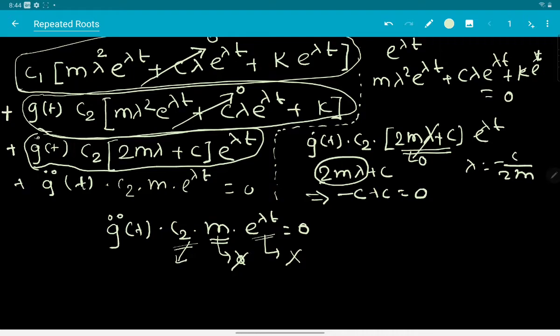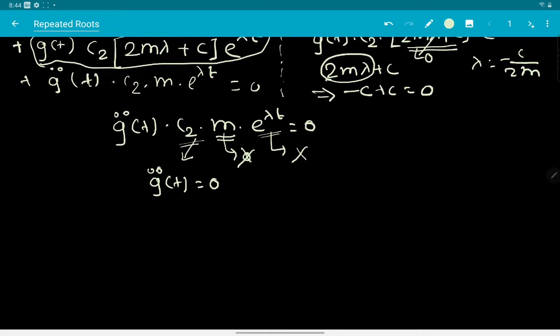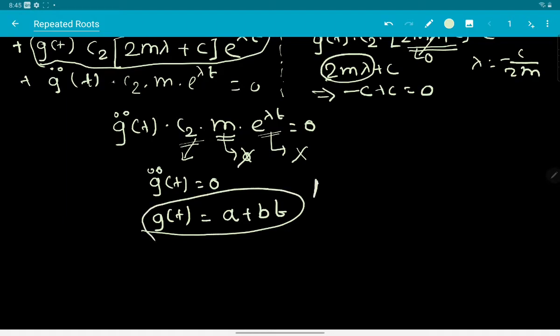So what do all these statements refer to? All these statements refer to only one possibility, that g double dot of t should be equal to 0. It means that we are looking for a function g of t whose second derivative is 0. When will this happen? When g of t is a first order variation of time. That means g of t is equal to a plus bt. So we have found out the form of g of t.